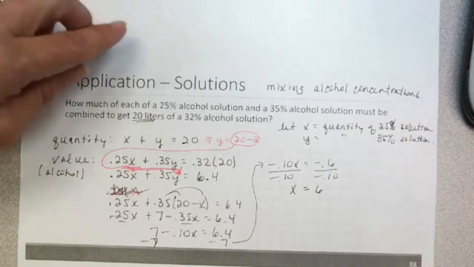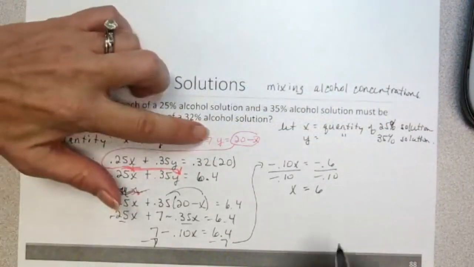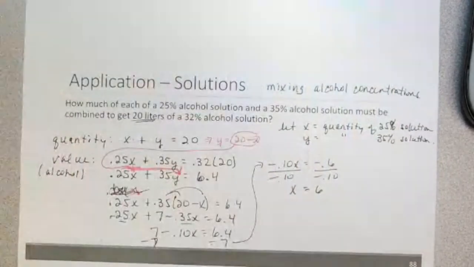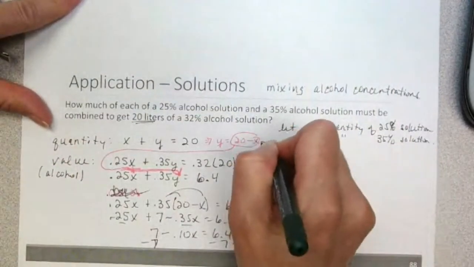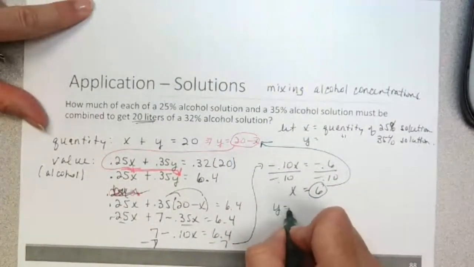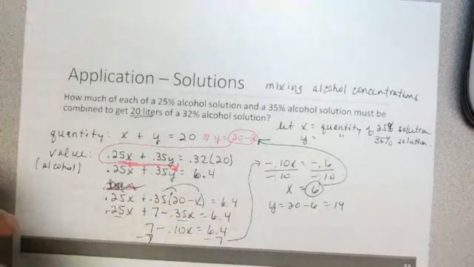All right, so what does that tell me? That's the quantity of 25% solution. What's the 30% solution? We're just going to put that 6 in there for x, right there. So y then is 20 minus 6, or 14.